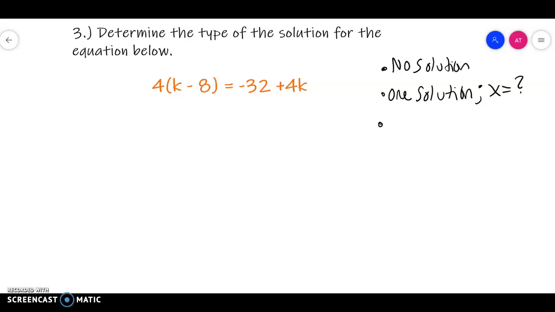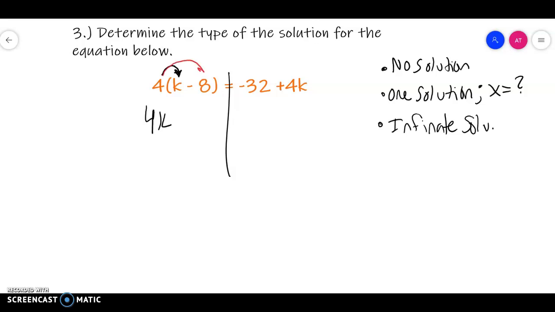No solution, one solution, or infinitely many solutions. So, let's draw our line. We need to distribute again. Remember, distributing means I'm going to take this 4, the outside number, and multiply it by everything in the parenthesis. So 4 times k is just going to be 4k.